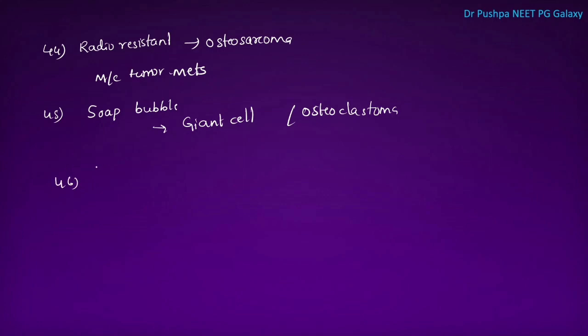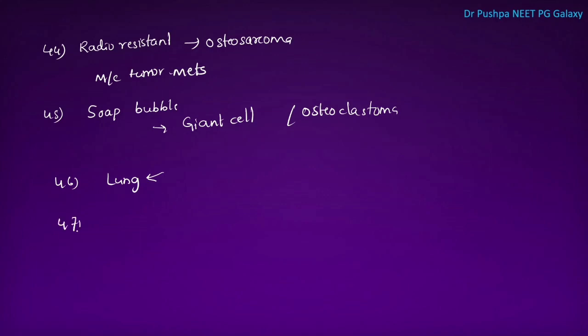Next one is most common site of metastasis in osteosarcoma. Most common site of metastasis in osteosarcoma is lung. In osteosarcoma, most common bone involved is distal femur.